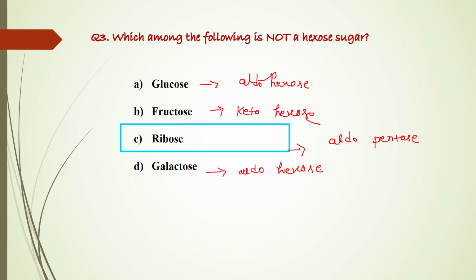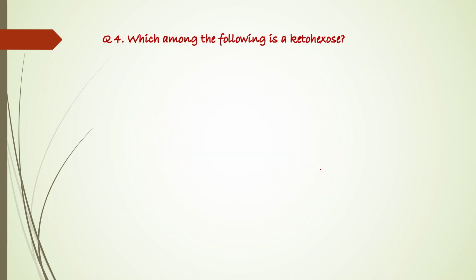So first of all, what does this mean? Just as I said, hexose means you have 6 carbon atoms. Pentose means you have 5 carbon atoms in these sugar moieties. And aldo and keto mean whether you have an aldehyde group at the top or a ketone group at the top. That is what it means. So only ribose has 5 carbon atoms. So our correct option should have been option C, ribose, which is an aldopentose.